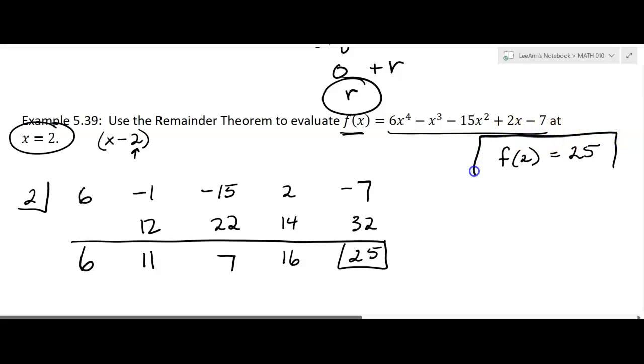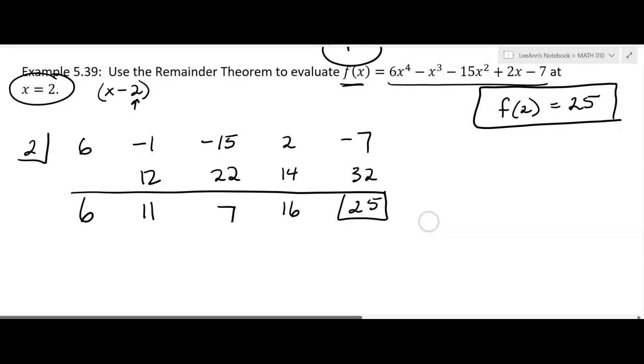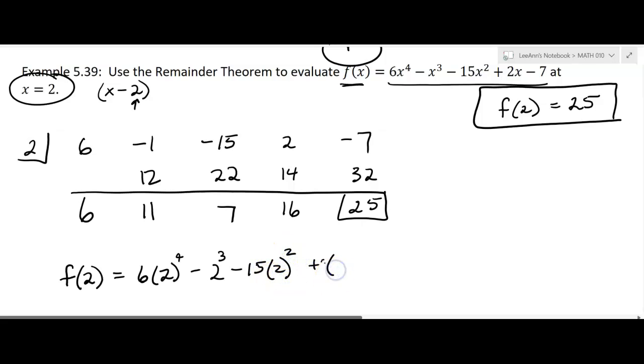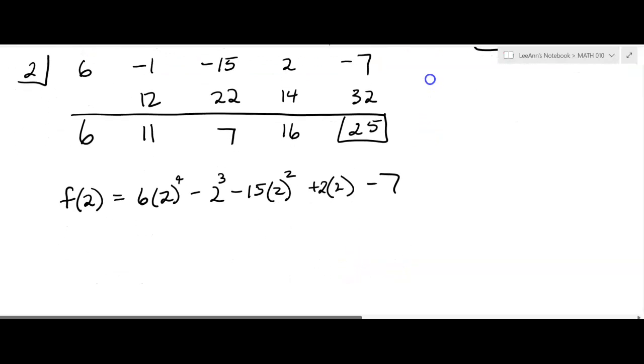Now you might be saying, well, that's fine, I can do that, synthetic division, but why don't I just evaluate the polynomial? Okay, well, here's what that would look like. F of 2 equals 6 times 2 to the 4th minus 2 cubed minus 15 times 2 squared plus 2 times 2, minus 7. So it already probably took me longer to write it out than to do the synthetic division. 2 to the 4th is 16. I'm doing this by hand. I don't have a calculator handy.